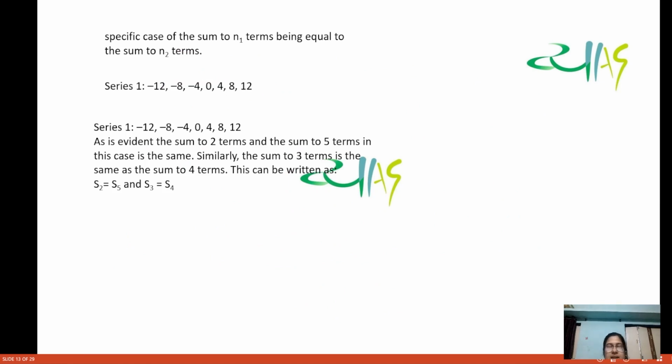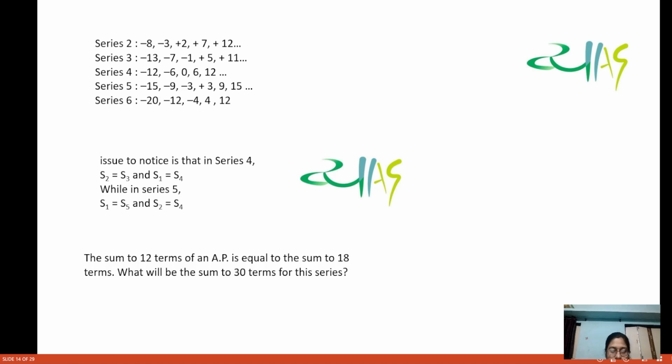So let's elaborate a little more on this. Now you have this: minus 8, minus 3, plus 2, plus 7 and plus 12. Basically here plus 5 is the common difference and the series is starting from minus 8, right? Now see, if we take the first term, minus 8, whether this minus 8 will be equal to the sum of any terms.